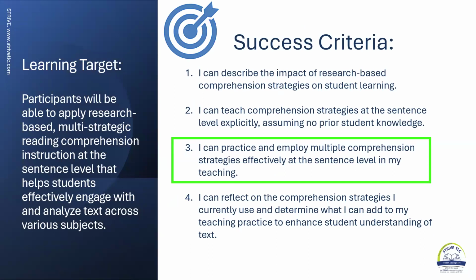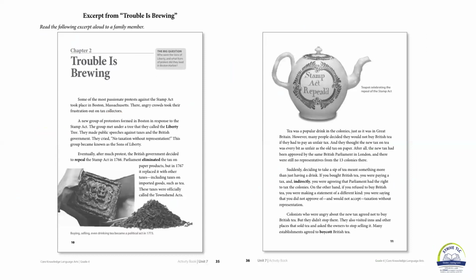All right, moving into our third success criteria: I can practice and employ multiple comprehension strategies effectively at the sentence level in my teaching. So if we take this text from a fourth grade CKLA text, Trouble is Brewing, we are talking about the Boston Tea Party here, although it never is referred to as a Boston Tea Party within this text itself. We know from our own background knowledge that that is where it comes from, and it will come up within the text. It's just not referred to in this text.